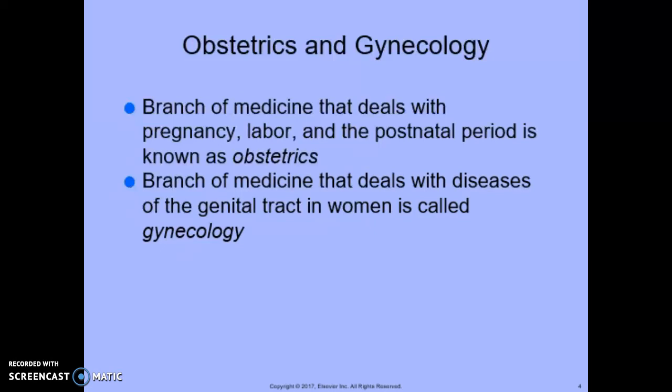So obstetrics and gynecology is a branch of medicine. Obstetrics deals with pregnancy, labor, and the postnatal period. The branch of medicine that deals with diseases of the genital tract in women is called gynecology. Do you know the abbreviation for a physician who practices both of these specialties? Correct, it's OB-GYN.